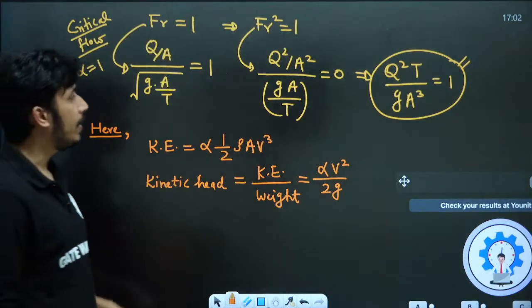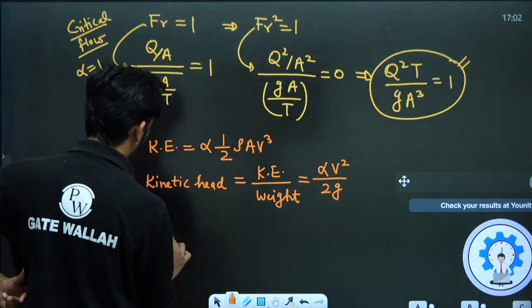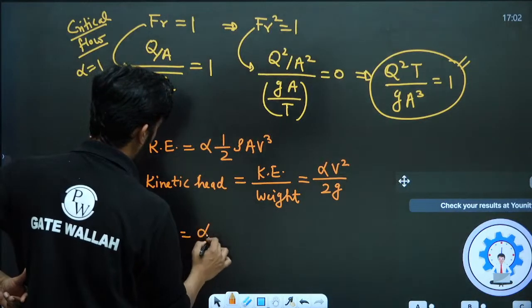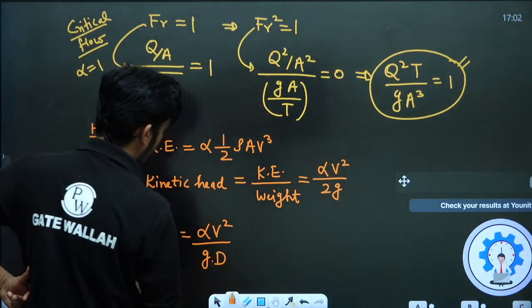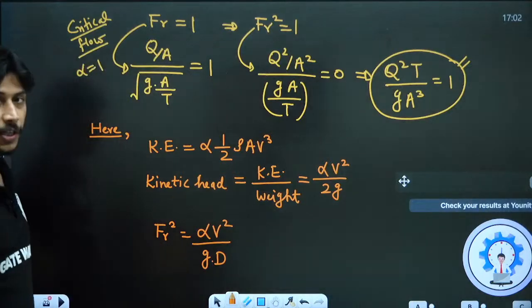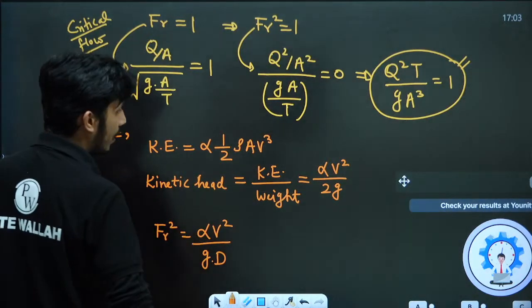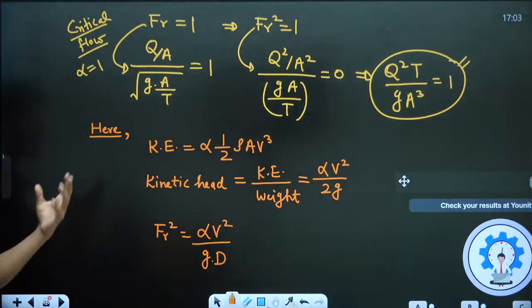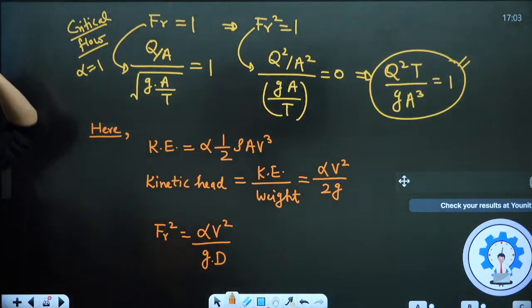And from that, if we calculate the Froude number, what will it be? Froude number square will be equal to alpha V square divided by g into d, because Fr square is connected with the kinetic energy. Froude number is also connected with the kinetic energy. Kinetic head is connected with the kinetic energy, yes or no?